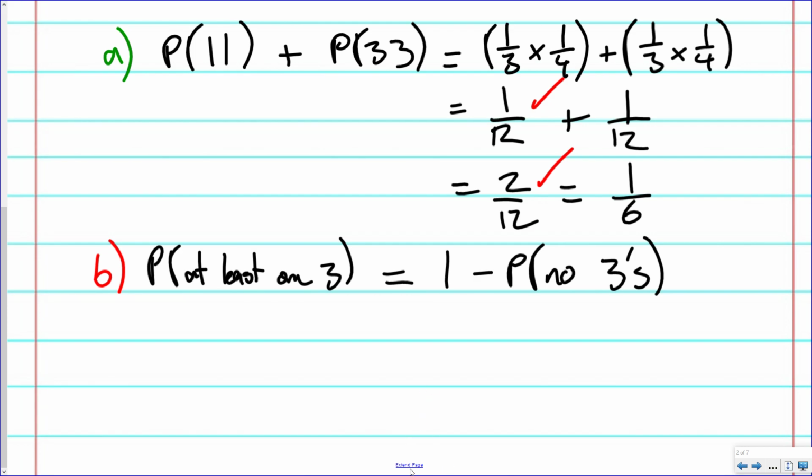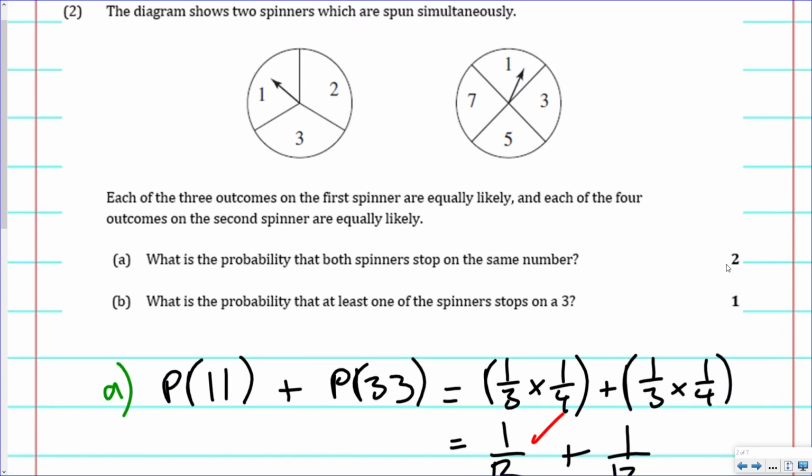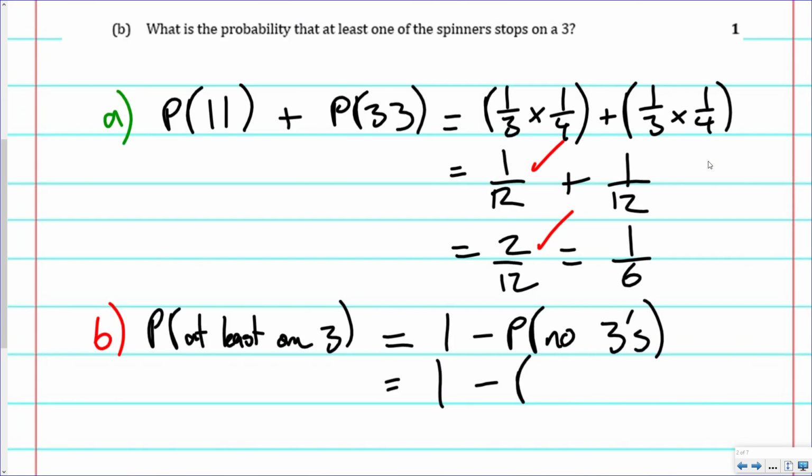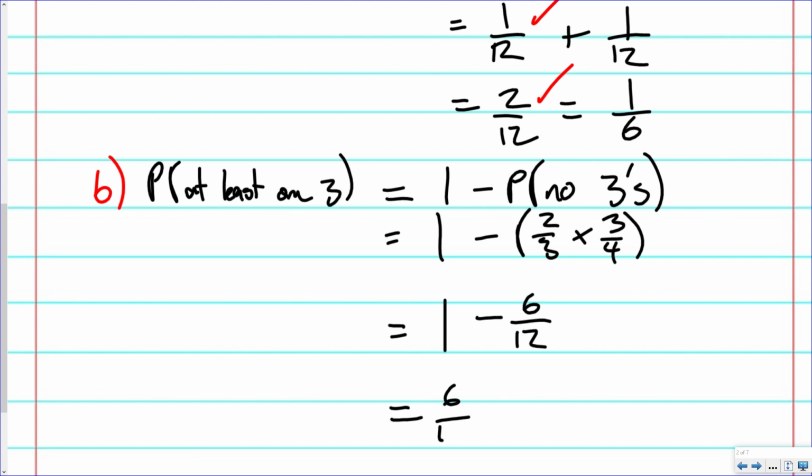And then the probability of getting no 3s in this situation would be, if we look back at the spinner once again, the probability of not getting a 3 on the first one is 2 over 3, and the probability of not getting a 3 on the second one is 3 over 4. So we're going to multiply those together because it's an and there. So we've got 2 over 3 times 3 over 4. So that'll be 1 minus 6 over 12, which equals 6 over 12 or 1 over 2 as well.